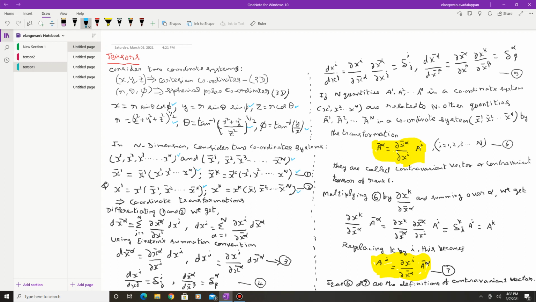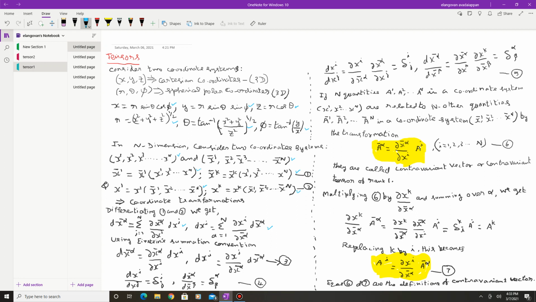Since it is having n coordinates, there will be n terms. So this can be expressed as a summation over i running from 1 to n. Similarly, if we take equation 2 and differentiate, you will find dxi is a summation, where the summation runs from alpha equal to 1 to n, of partial dxi by partial dx alpha bar into dx alpha bar.